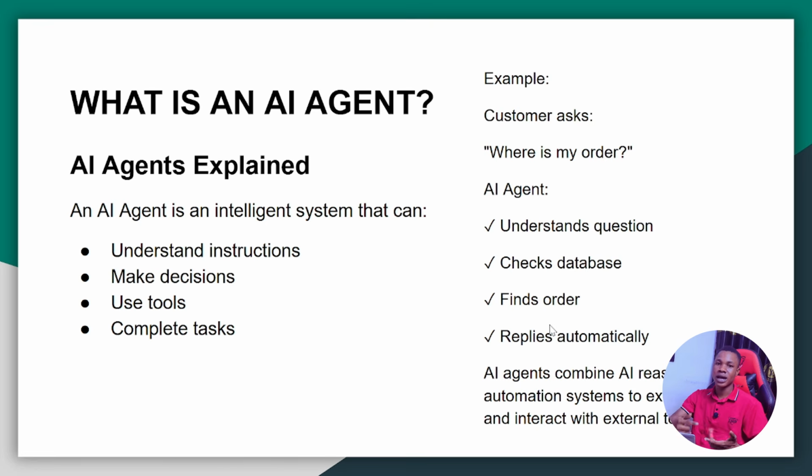That is an agent. And we are going to be talking about how to build some of those agents in this course. Is that okay? So AI agents combine AI reasoning with automation systems to execute tasks and interact with external tools. External tools, like you can link your ChatGPT to it, you can link your WhatsApp, you can link your Facebook just to the chatbot and make it work automatically.